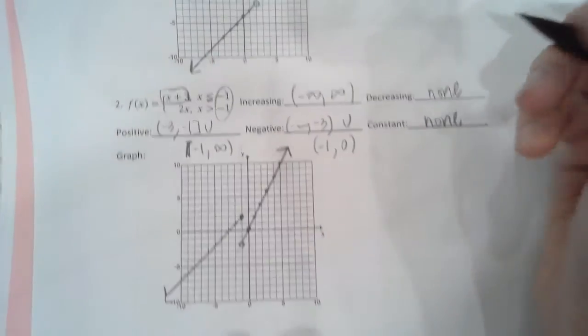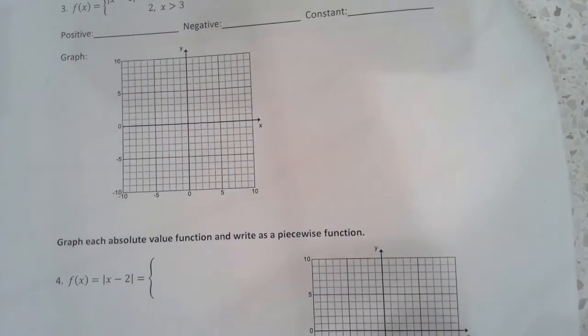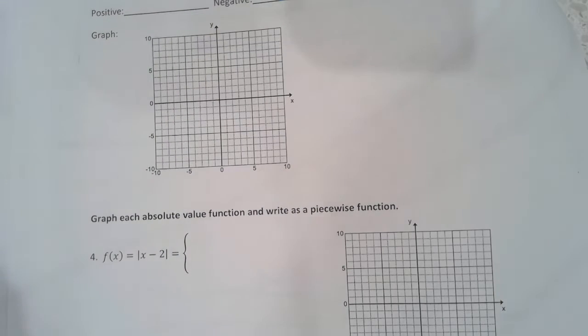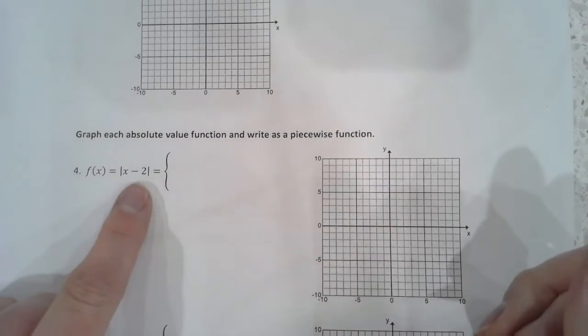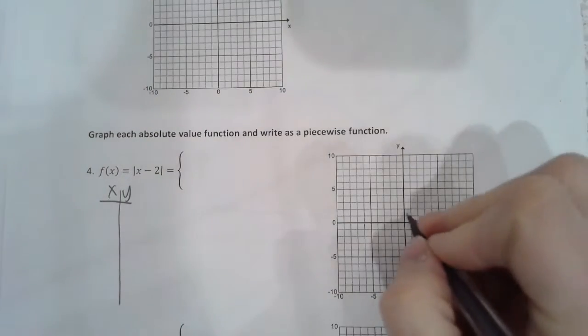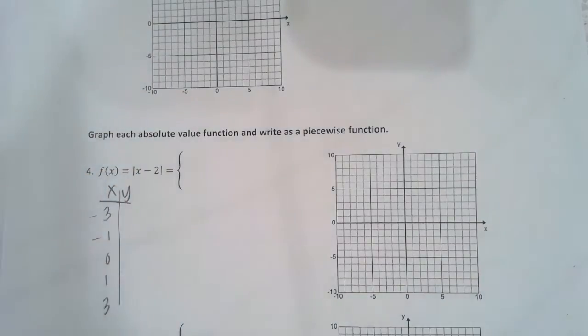All right, let's do one more. All right, so now what we're going to do is we're going to graph the absolute value and we're going to rewrite it as a piecewise function. Okay, so that's kind of what we did before. All right, so the first thing we want to do is figure out this guy. So if I made a table of values, let's just pick some numbers. So let's go -3, -1, 0, 1, 3. We're going to plug those in and see what happens.